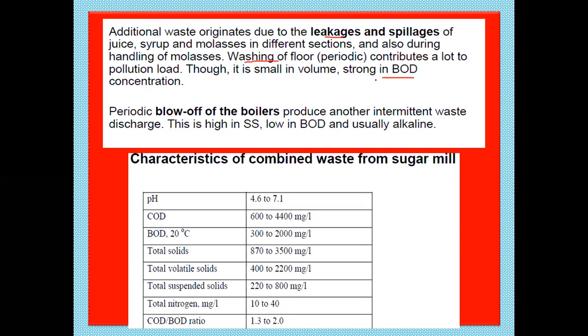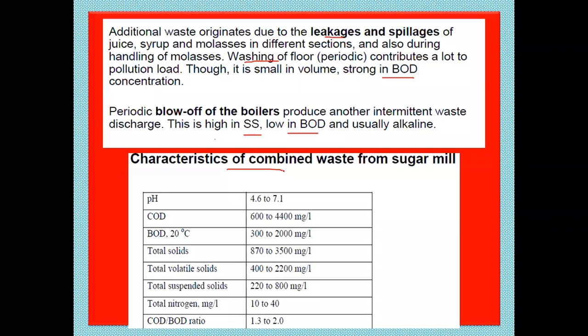The periodical blow off of the boilers produces other intermittent waste discharge. This is high in suspended solids, low in BOD. So these are the things you can write on your own, or you can eliminate it, no problem. So characteristics of the wastewater in the sugar mill అని వచ్చినప్పుడు these are the points. అన్నిటికీ ఇవే యూజ్ అవుతున్నాయి.